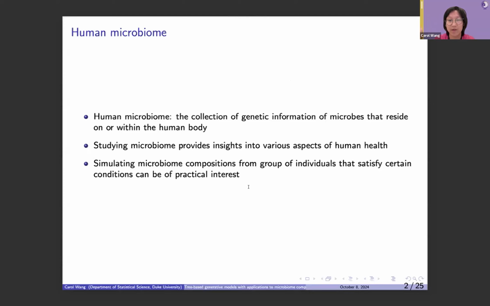Traditionally, people are more interested in, for example, cross-group comparison when we have a case control study: how the subjects in the case group have a different microbiome profile from the people in the control group. But recently, with the development of generative models, simulating the microbiome compositions of a group of individuals that satisfy certain conditions can actually be of practical interest. So this is a very new area. All of the work here are some first attempts to build data synthesizers for the microbiome compositions.